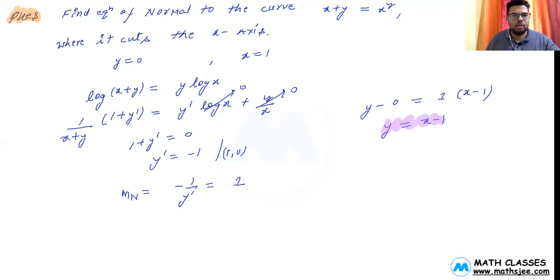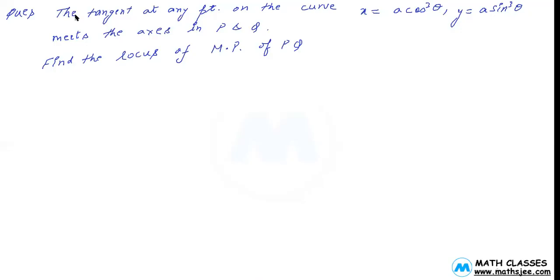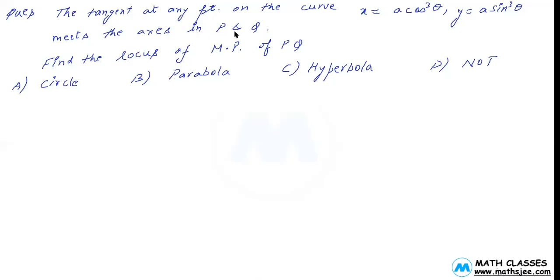Now let us move on to the next question based on this itself. The tangent at any point on the curve x equals a cos cube theta, y equals a sin cube theta, which is given in the parametric form, meets the axes in P and Q. We have to find the locus of the midpoint of PQ. The options are circle, parabola, hyperbola, or none of these.